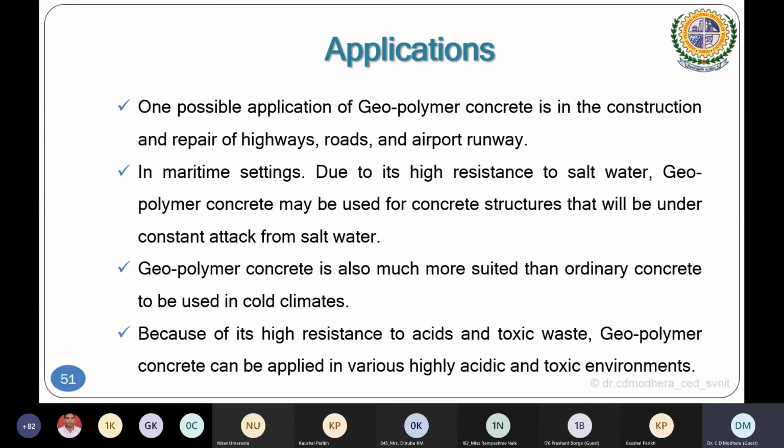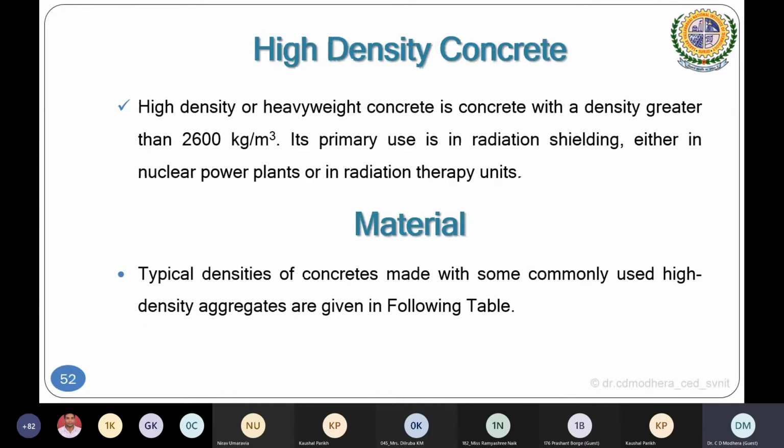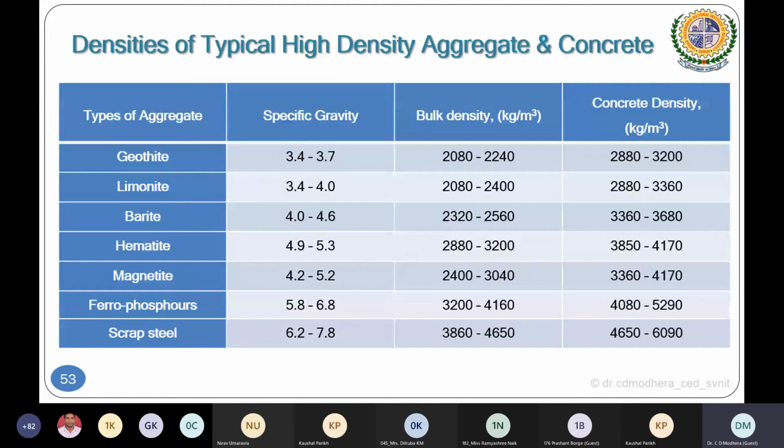Because of its high resistance to acid and toxic waste, geopolymer concrete can be applied in various highly acidic and toxic environments. As far as high density concrete is concerned, the name itself tells you that the density is more than 2400, or you can say more than 2600. Density of concrete made with some commonly used high density aggregates is given in the following table. So we can just think about what the existing types of aggregate are, listed in the left hand first column.